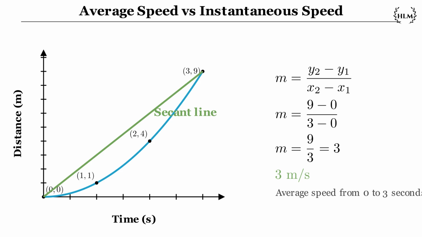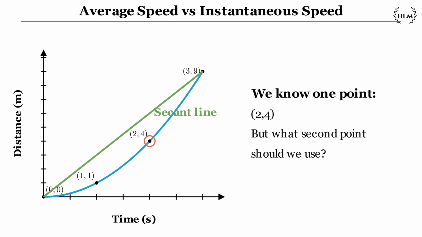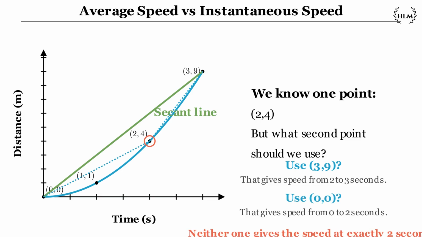Now what if someone asks you what your speed was at, say, one moment in time? Let's say at 1 second. How would you tell them what your speed is? Maybe we can apply the same strategy. Okay, let's try that. So let's say someone asks you what your speed was at exactly 2 seconds during your stroll. Then my coordinate at 2 seconds is (2, 4).